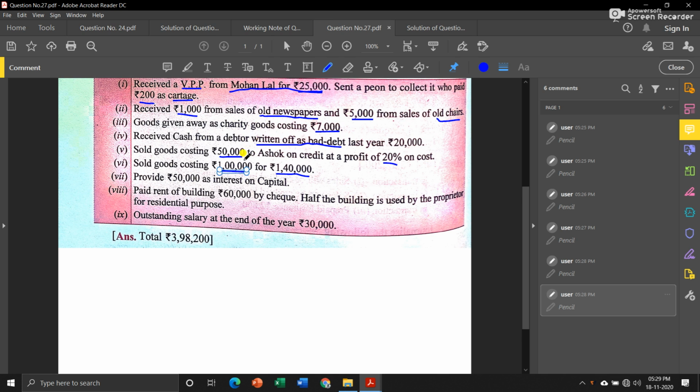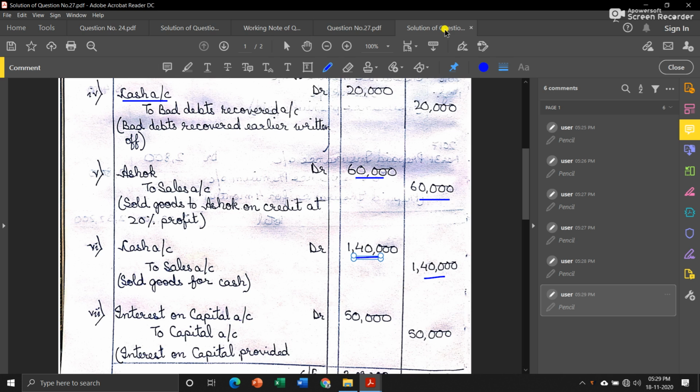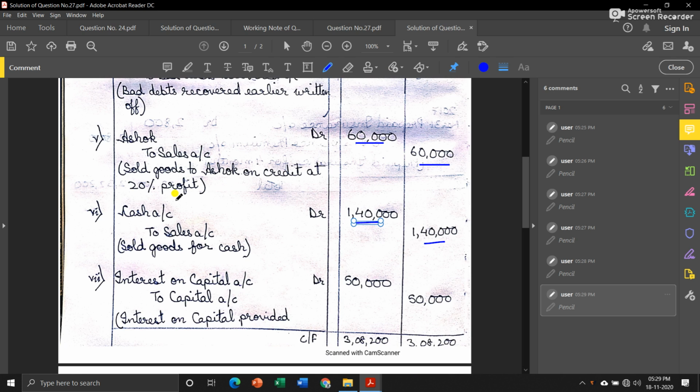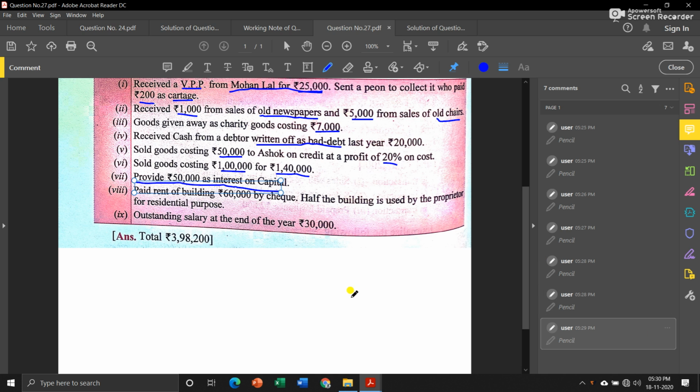The next transaction, number 7: provide 50,000 as interest on capital, meaning we have to pay 50,000 as interest on capital to the proprietor. For that, the entry will be interest on capital account debit, to capital account. The amount will be 50,000 as given in the question. Now some journal entries you have to learn by heart if you are not able to understand those transactions.